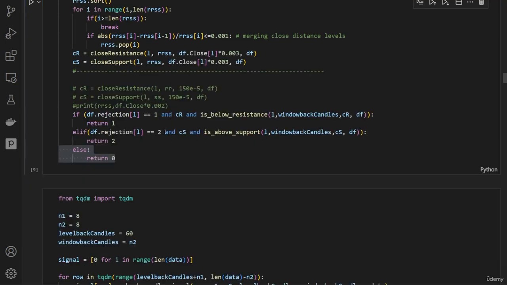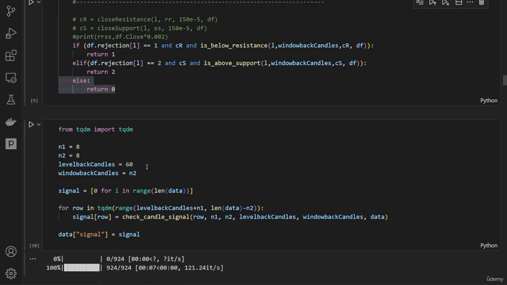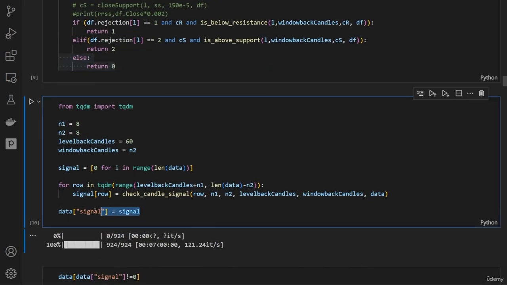Now we can use this function to generate these signals and add them as a new column into our data frame. So for this, we have to specify the N1 and N2 parameters. I'm taking 8 candles before and after the current candle to detect if it's a support or a resistance level. And then the level back candles is equal to 60. So over 60 days or 60 candles before the current candle, we're taking this window to check if we have support and resistance levels.